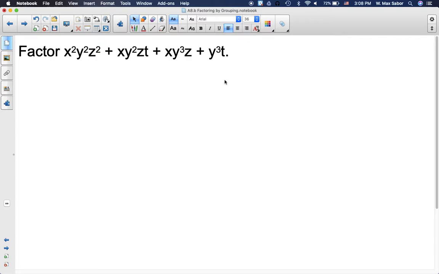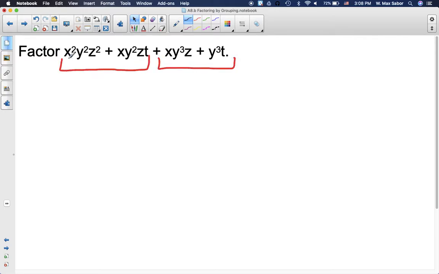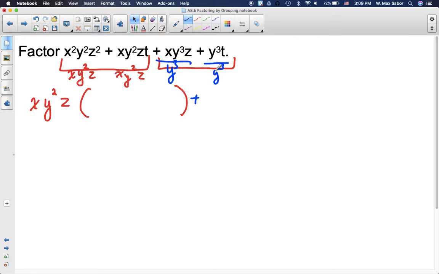And lastly, here, this is a real mess. Let's see whether we can do this successfully. So x squared y squared z squared, x y squared z t. They have a single x, two y's, and a z in common. So I'm going to divide by x y squared z. And for the second one, they don't have an x in common, they have a y cubed in common. And I think that's it.